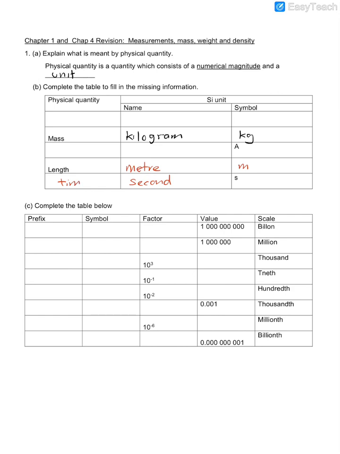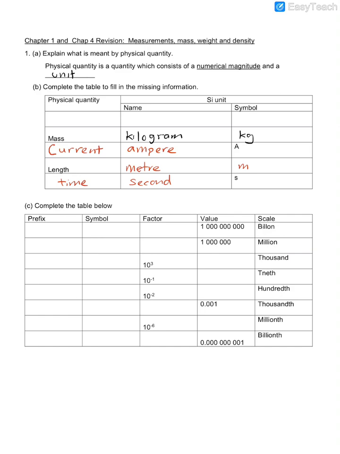Okay. Then A stands for? Ampere. Yes. And it is electrical current. It's not electricity, it is electrical current. Or you can just write current, it's okay. Just put current. Don't write electricity.